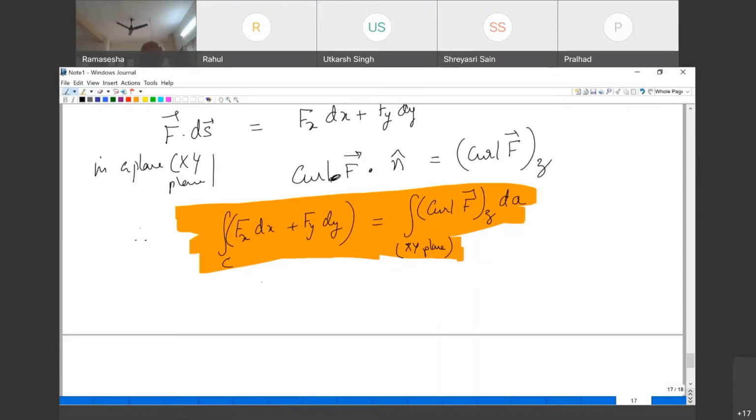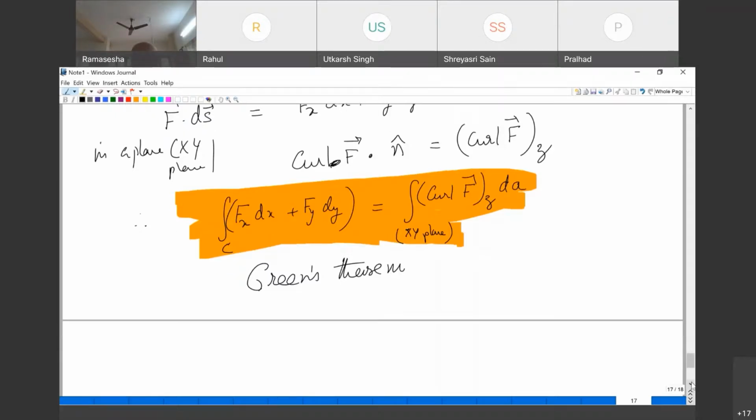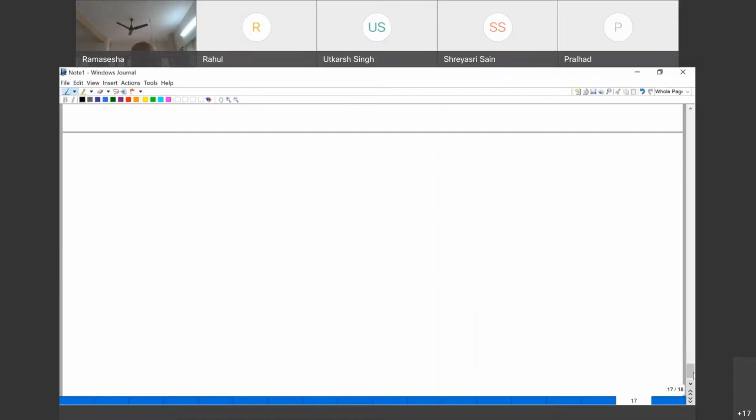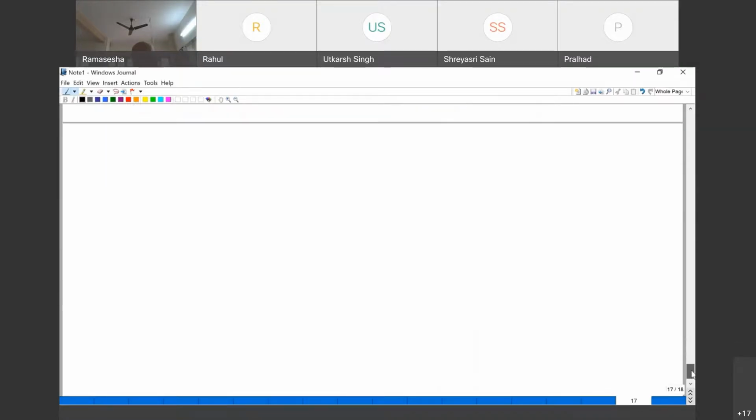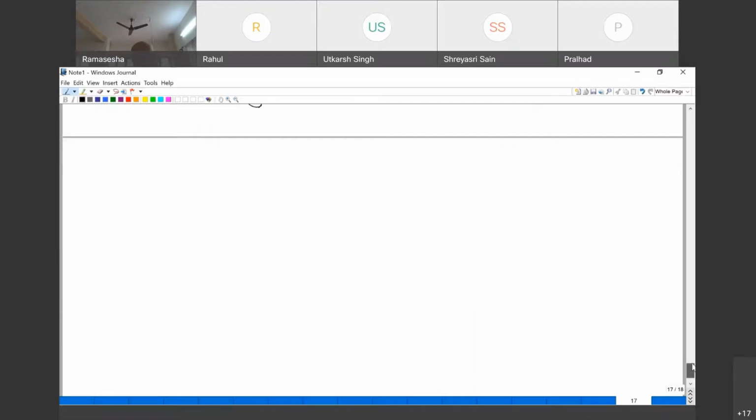So this is called Green's theorem. Any questions? No, sir. Okay, now let us try to get an expression for curl F in coordinates, in Cartesian coordinates.